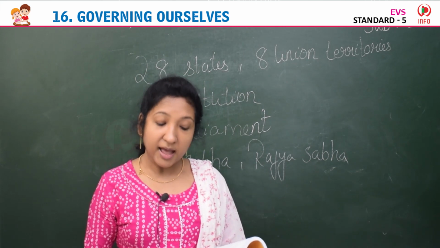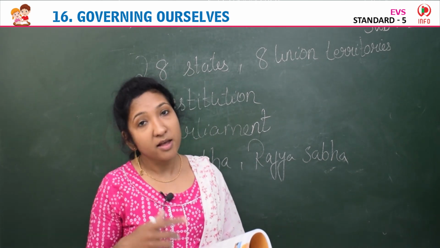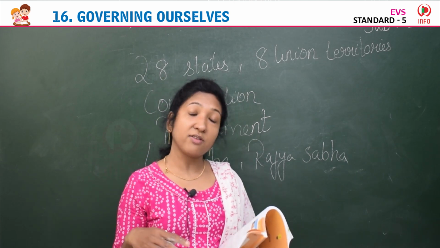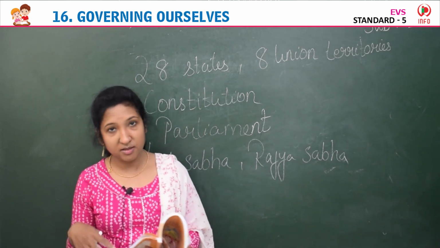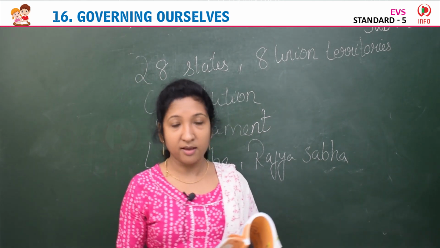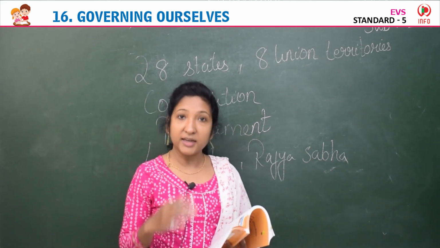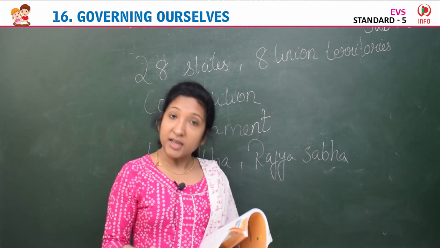Then next we learned about the judiciary, isn't it? The Supreme Court is the highest judicial body in our country. The Supreme Court is in New Delhi, isn't it? And we have a High Court in each state also. We have a Chief Justice in the High Court, isn't it? These are the topics that we learned in this lesson, Governing Ourselves.